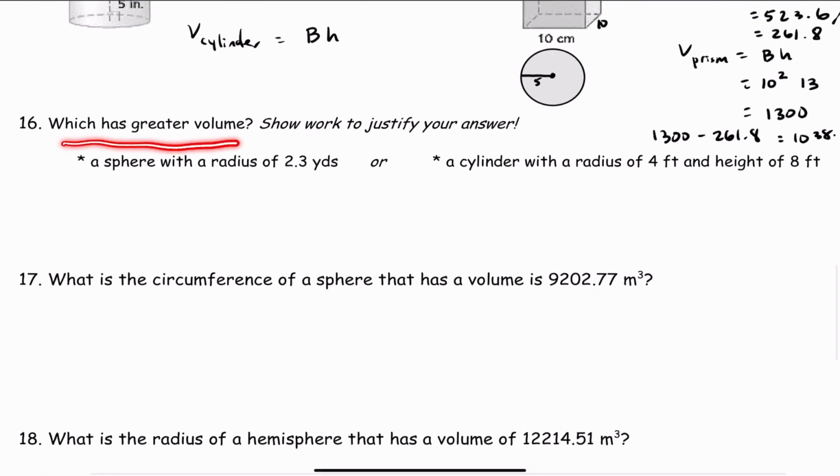It says, which has a greater volume? Show your work to justify your answer. You are trying to compare this to this. Which one has the greater volume? This one, you're dealing with a sphere with a radius of 2.3 yards. And then this one, you're trying to figure out the volume of the cylinder with a radius of 4 feet and a height of 8 feet. Now, here's the thing, y'all. These two objects are dealing with different units. So you have to match them in order for you to do the problem.